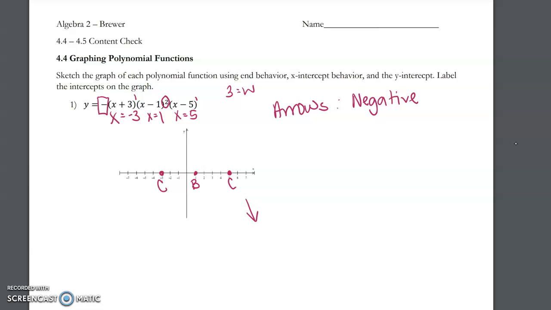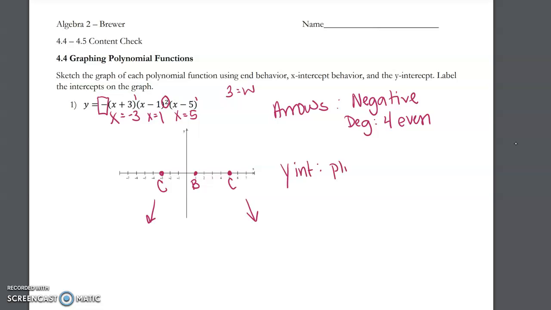To figure out my first arrow, I'm going to look at the degree. And when it's in factored form, we're going to add our exponents. 1 plus 2 plus 1 is 4, which is an even number. So negative even means that it ends going down, and even means that the front side matches that and it also goes down. The last thing I need is my y-intercept.